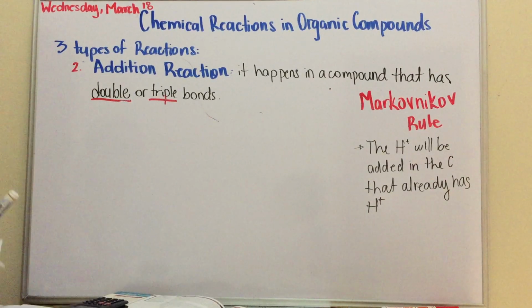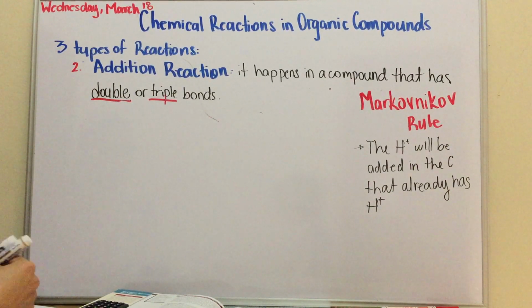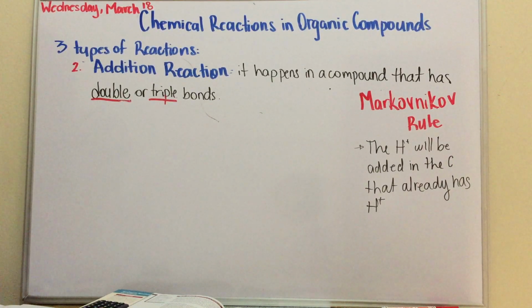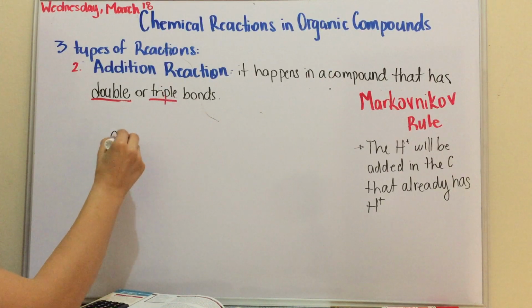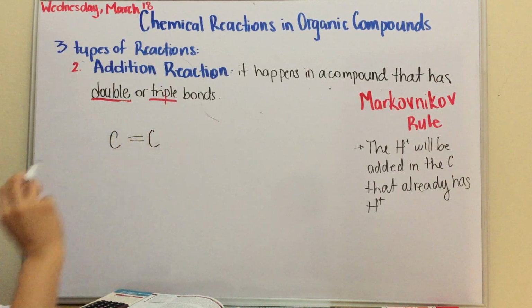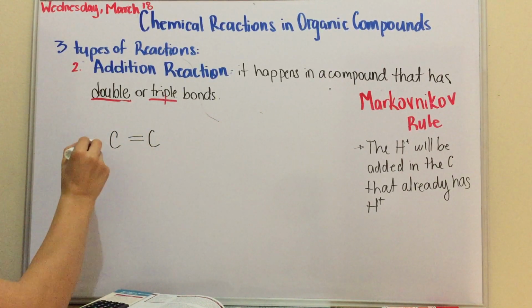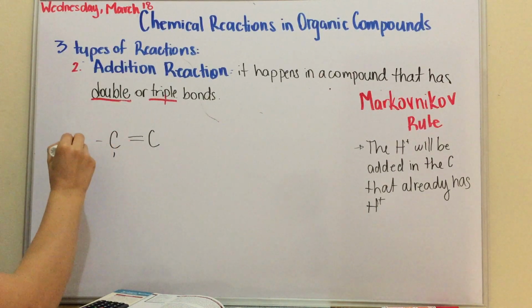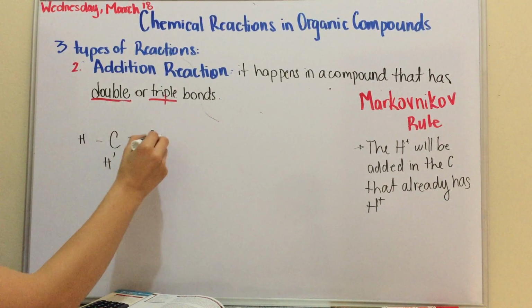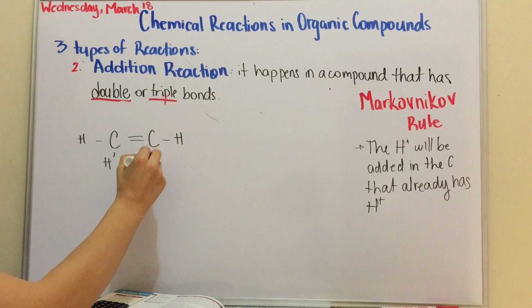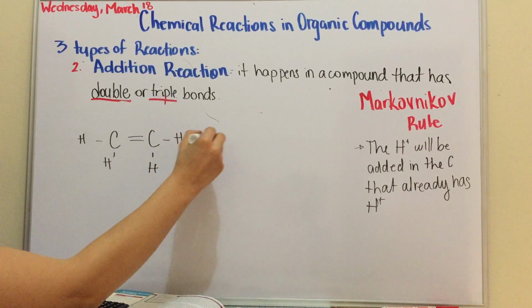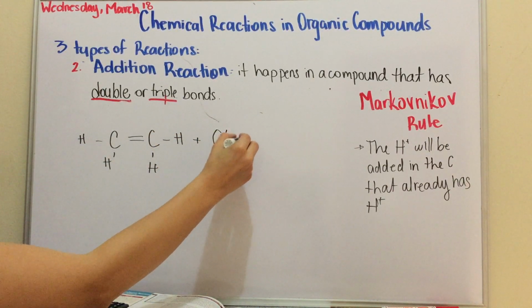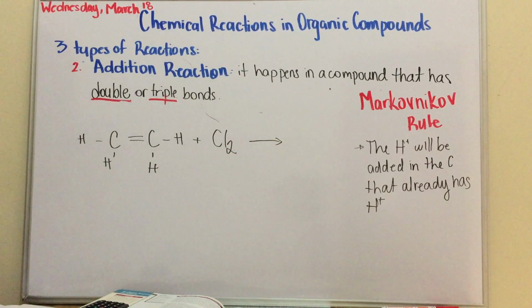The book has one example. The book has ethene. We're going to have an ethene. E, remember, is 2. E means a double bond. 1, 2, 3, 4. Hydrogen here, hydrogen here. Hydrogen and hydrogen. And in this case, we're going to add a chlorine molecule so that you see the other reactions. So we have an ethene plus a chlorine.